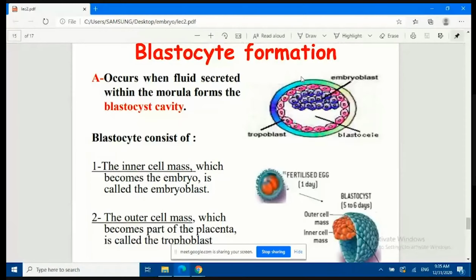Good, if I ask you what is the structure of the blastocyst, you are going to answer: we have the embryoblast, the inner group of cells, and we have the trophoblast.